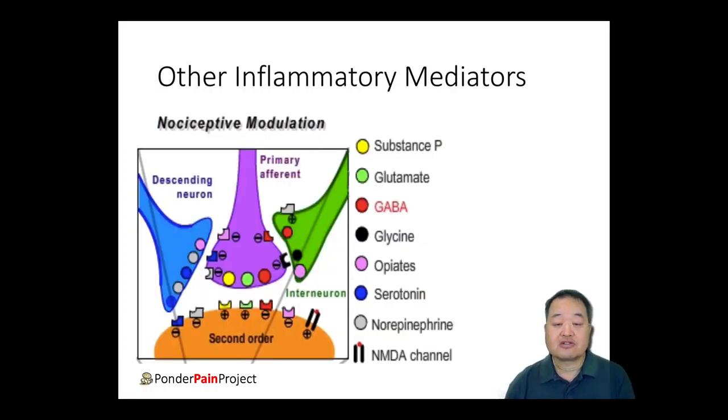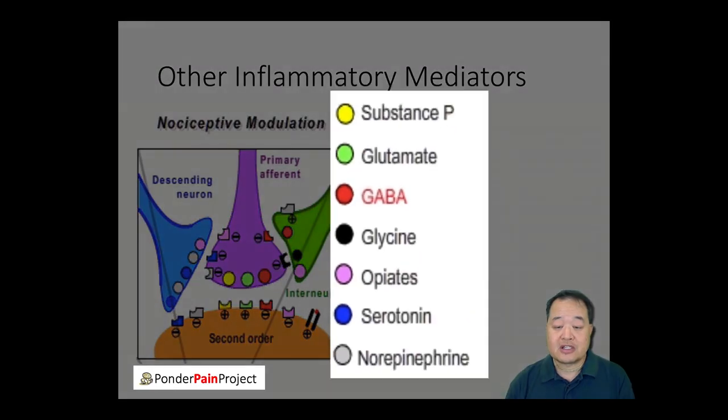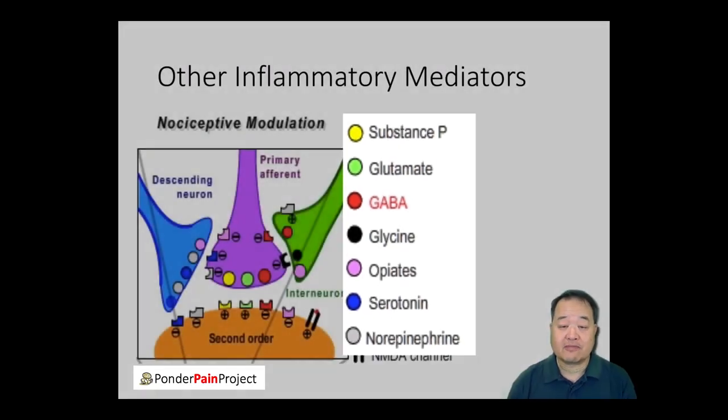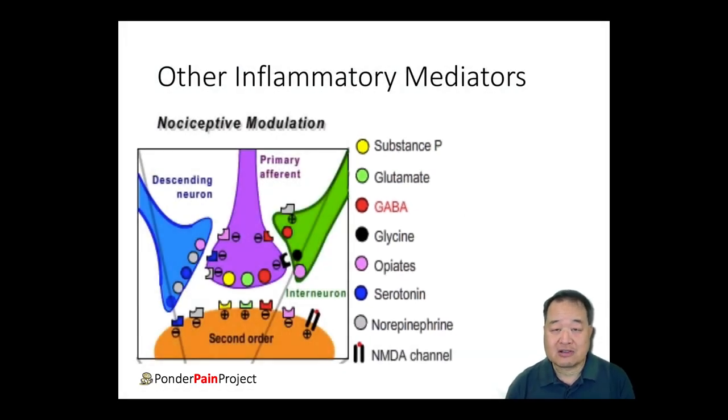But there's also other inflammatory mediators beyond those that we need to talk about. Things like substance P, glutamate, GABA, glycine, opioids. We already talked about serotonin. And there's also norepinephrine. All these are released when a tissue is injured into the site of injury.